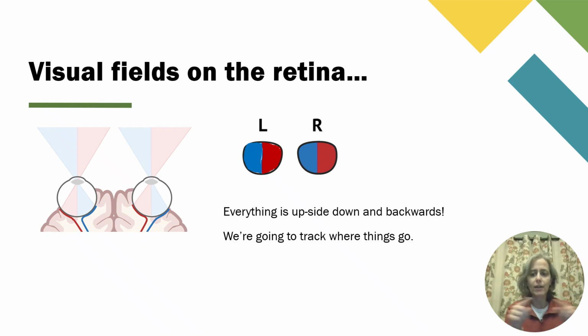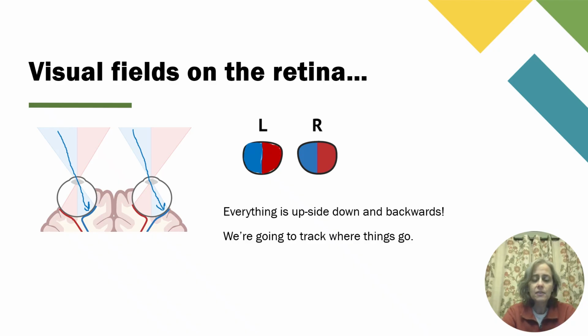So now we're just talking about right and left, so it's going to flip things backwards. We don't have to deal with the upside down part quite yet. So light from the left, the blue side of the billboard, is hitting the right side of my retina.